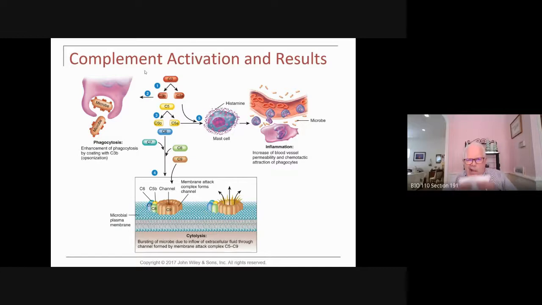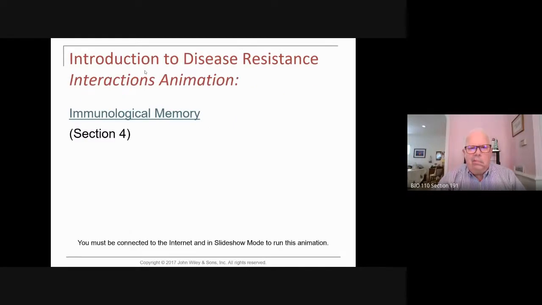Complement, you really only have to know that it is a series of proteins that assist in inflammation. You don't have to know anything else about it. There are 9 proteins that are involved in inflammation. Complement system. All right?